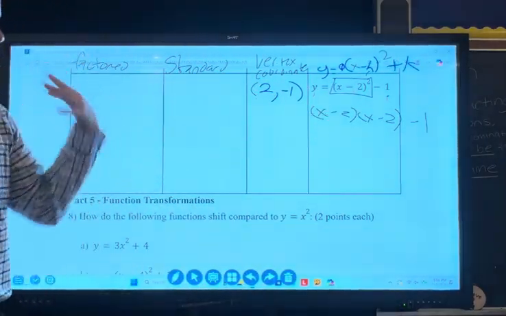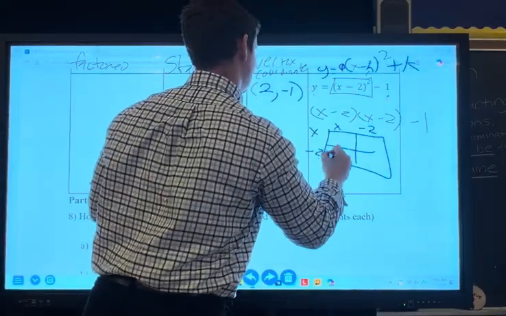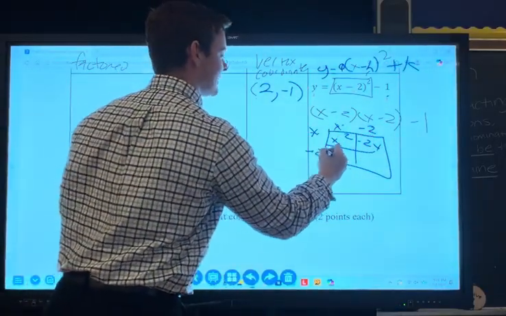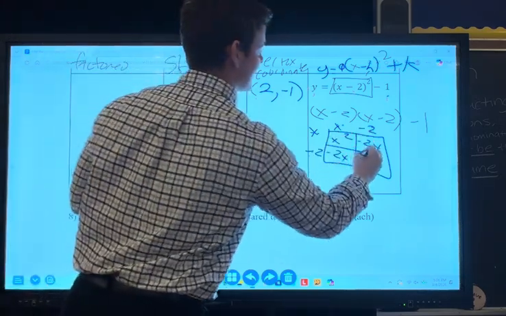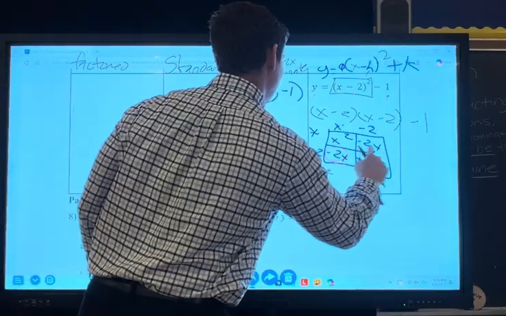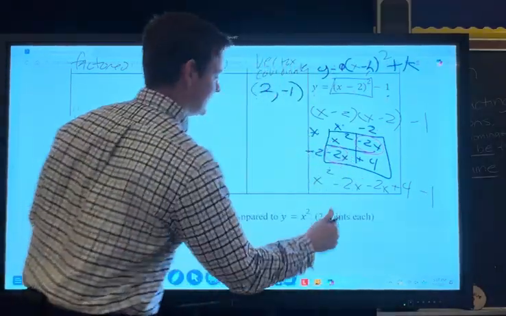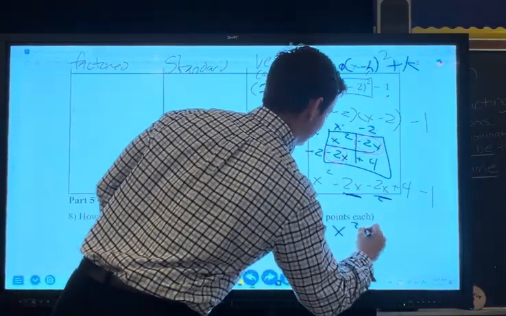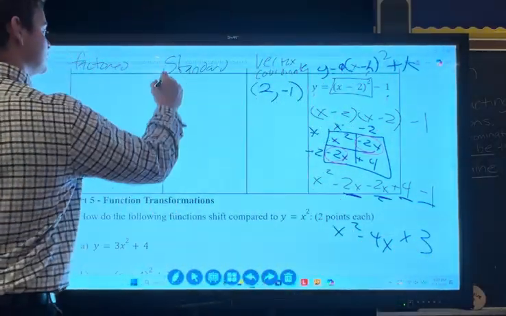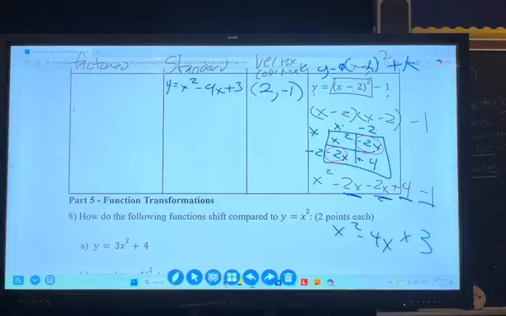X minus 2 twice, I have to box method that out, or I can double distribute, does not matter. X times x, that's x squared. X times negative 2, that's negative 2x. X times negative 2, that's negative 2x. Negative 2 times negative 2, positive 4. These two, negative 2x and negative 2x, they're going to combine for me in a second. I'm going to combine those to be negative 4x. And this plus 4 minus 1, I'll combine that to be plus 3. So my standard form is y equals x squared minus 4x plus 3.